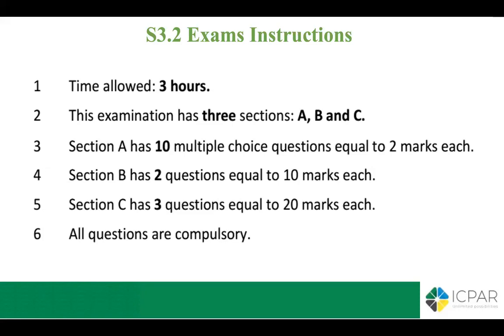So the remaining 60 marks to make it 100 are in section C. Section C has got 3 questions. Each question is worth 20 marks. Now, in management accounting S3.2, there is no option. All questions are compulsory. You must attempt all questions.